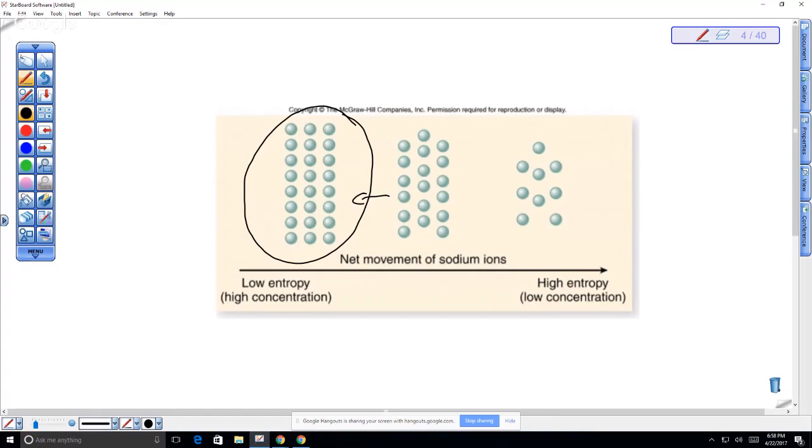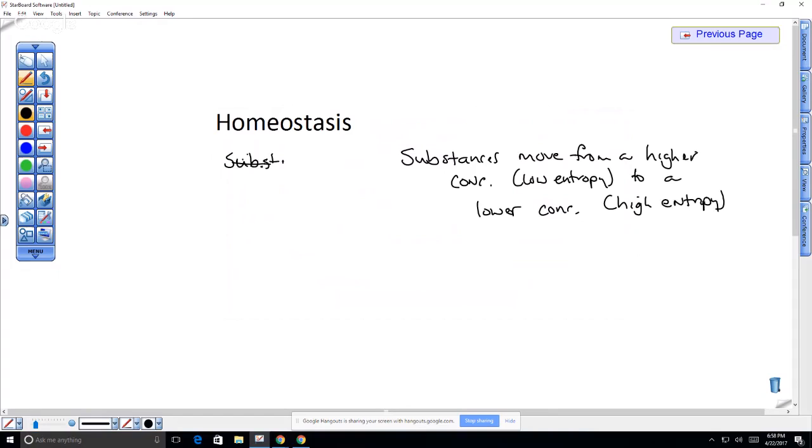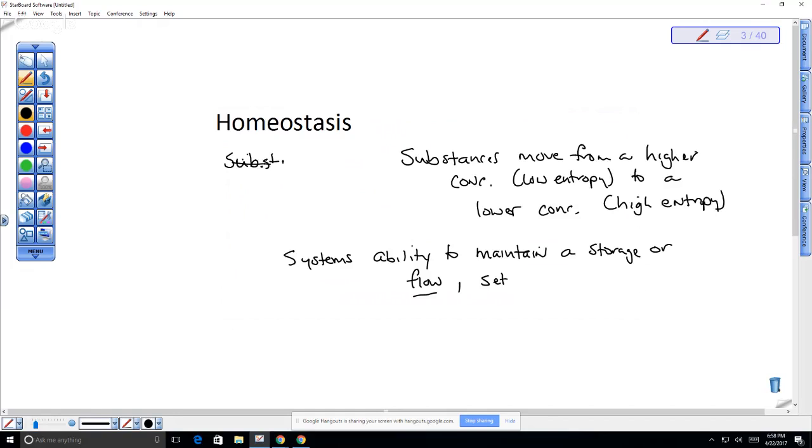Homeostasis is actually a system's ability to maintain a storage or flow. And what is being maintained is called the set point.